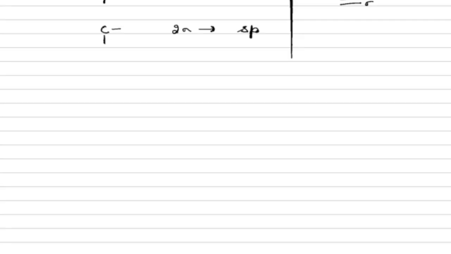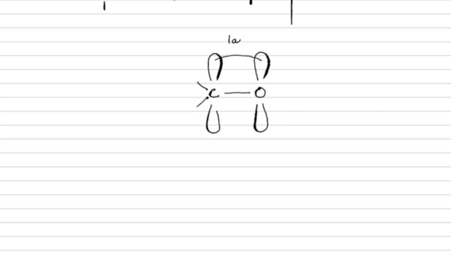Now let's discuss this. If you think about this carbon and the single bond to oxygen, I have only shown the sigma bond here. I'm going to show you the pi bond and how it is formed. If you see the p orbital lobes of carbon and the lobes of oxygen, the pi bond is formed by the lateral overlap of these p orbitals.